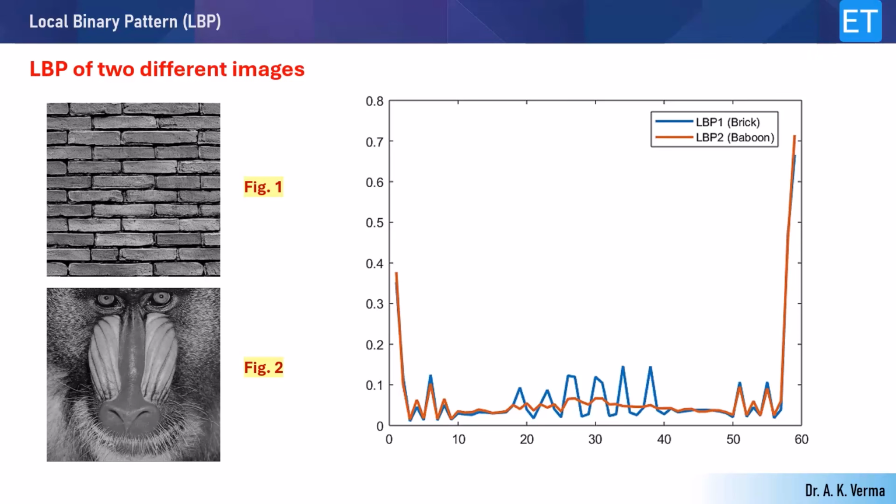Here let me just explain what we achieve. Here are the LBPs of the two different images I am showing you. Figure 1 is a brick image, and then a baboon. The blue LBP is of figure 1 and the red one is of the baboon. As you can see, the two images are entirely different, so we are getting different LBPs. It means the LBP is able to classify these two images as different images.